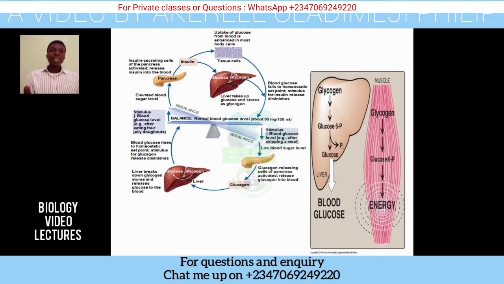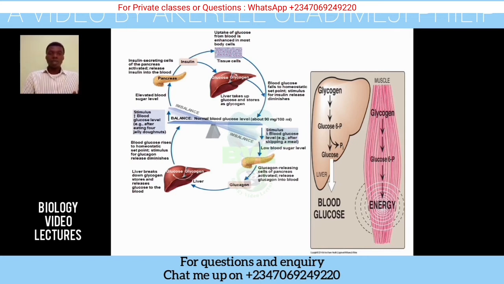Pyruvate will lead to glycolysis, which is the formation of ATP, energy. That's why you saw that energy is released here. So the glucose formed is broken down by glycolysis, then ATP is formed. If you have seen my video on respiration, ATP is formed and that is for the skeletal muscles itself. So the glycogen is for skeletal muscle itself.